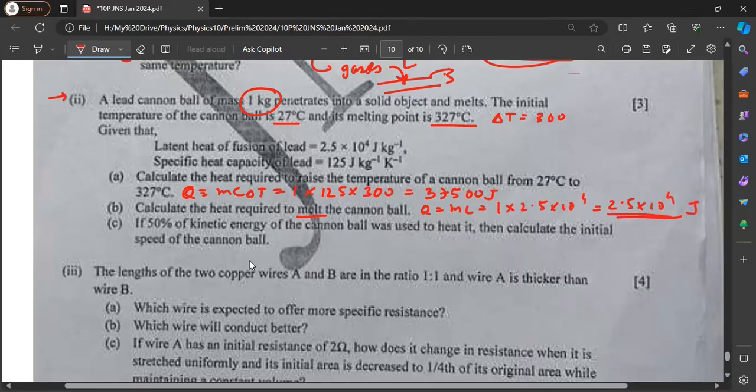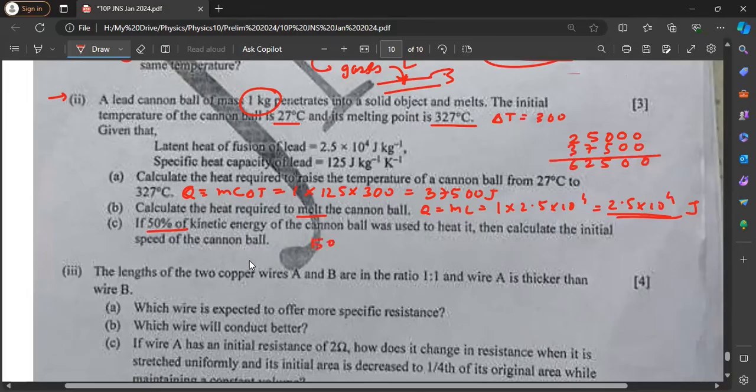Okay. Now, if 50% of the kinetic energy of the ball was used to heat it, then calculate the initial speed of the cannonball. So now what we have to do is, this is how many zeros? There are 4. So 1, 2, 3, 4. And what do you have? 37500 plus 25000 is 62500. So 50% of that will be 31250... okay, so this will be 625.